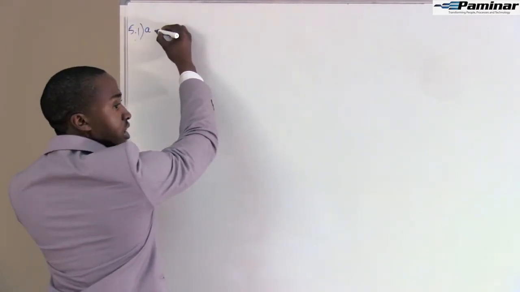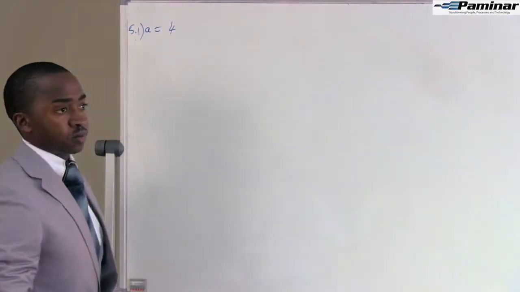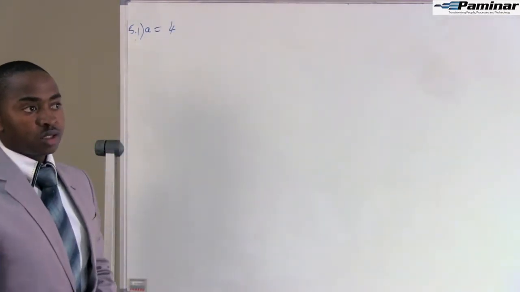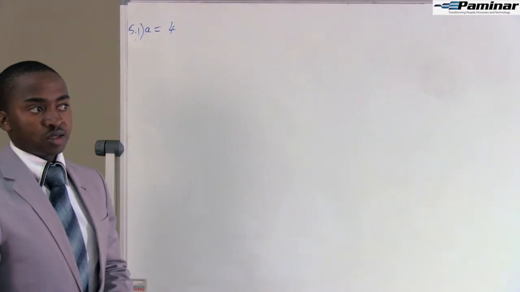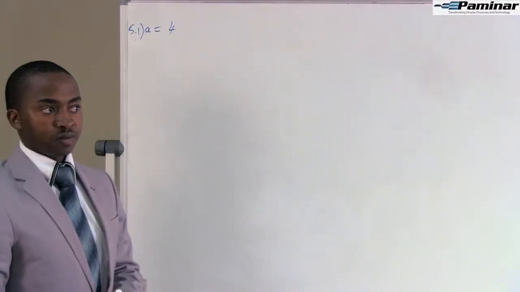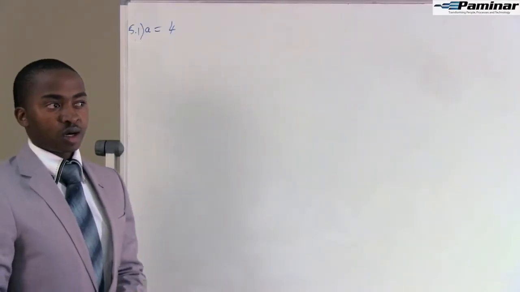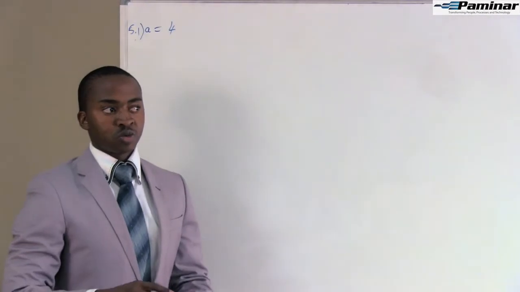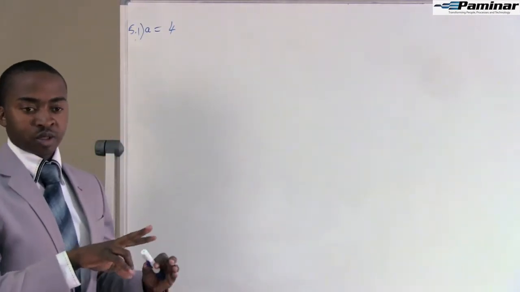I want you to show that A is equal to 4. Looking at where A is, it is only visible at the point Q, and that point is (4, A). The only way to go about doing this would be to use your knowledge about straight lines.